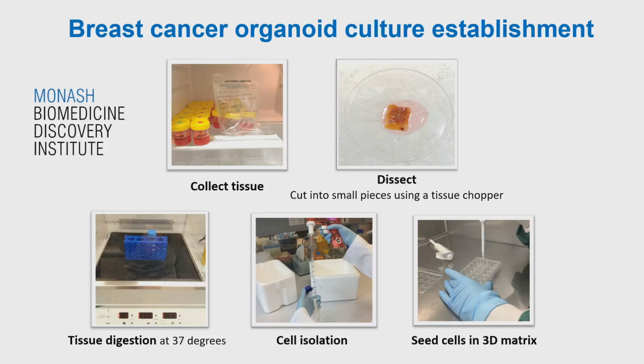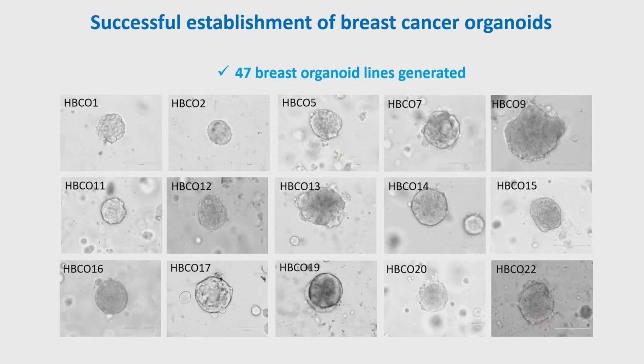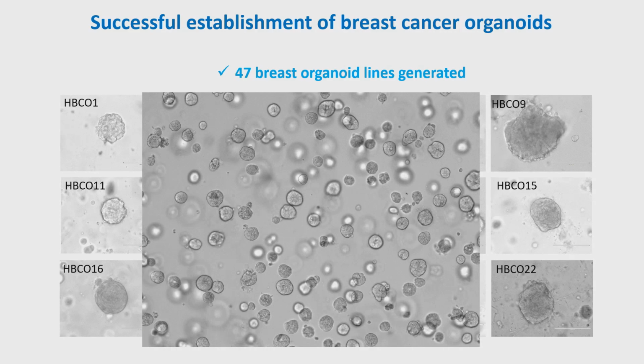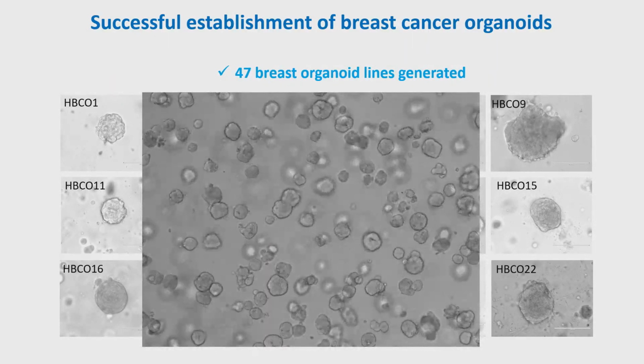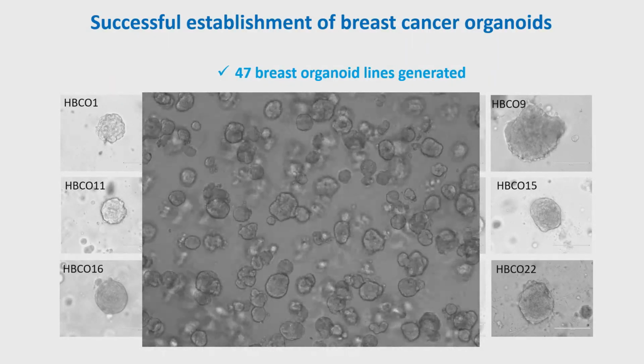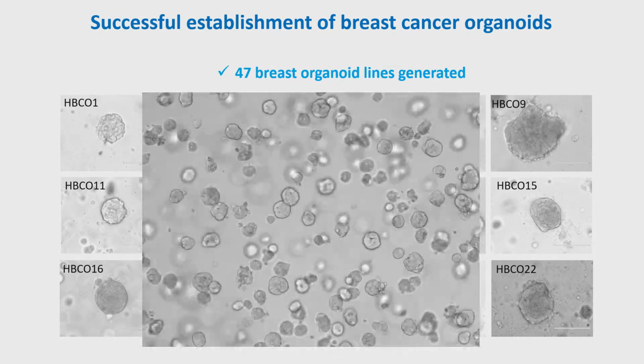Over the years, we've generated more than 47 breast cancer organoid lines. These pictures here are representative pictures of 15 different organoid lines, from patient number 1, so human breast cancer 1, up to human breast cancer number 22. You can see here that these breast cancer organoids have different morphologies, probably associated with their proliferative rates and their molecular subtypes. This movie here is showing you an example of an organoid line that we've grown successfully over a period of 6 days.